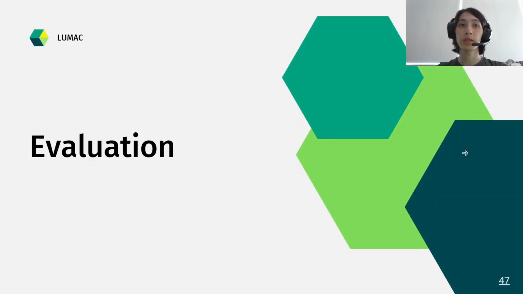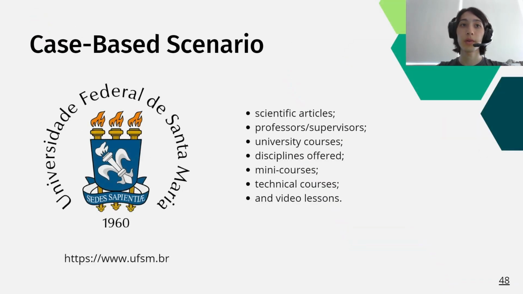Now, in the evaluation section, the data currently present in the system as well as the results of the recommendation prediction test will be presented. The current dataset comprises content collected from the scope of the Federal University of Santa Maria, including scientific articles, professors, university courses, disciplines, technical courses, and video lessons. The items were identified and crawlers were developed to import the information from the items into the system.